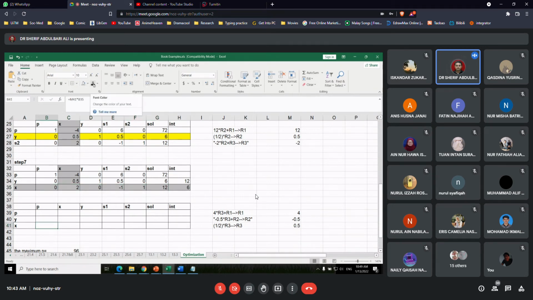So 0 over 2, you get the answer of 0. 2 over 2, the answer here is equal to 1. 0 over 2, it's 0. Negative 1 over 2, so it's negative 0.5. And this is 1 over 2, it's 0.5. 12 over 2, you will get the answer of 6 in here.